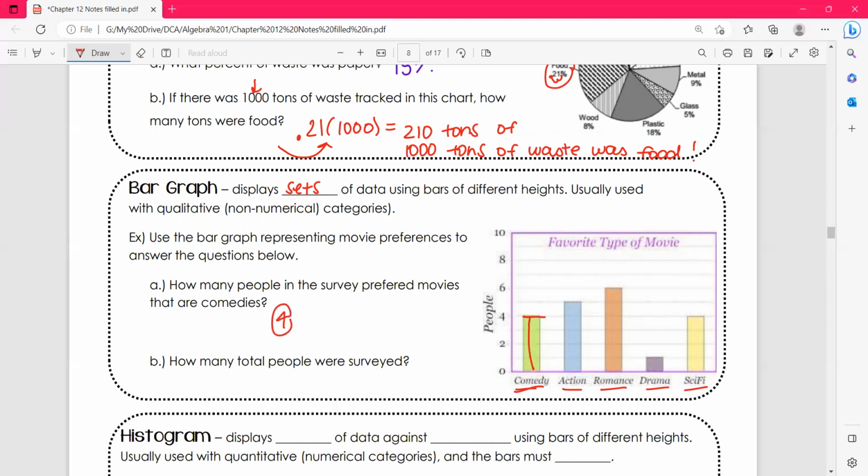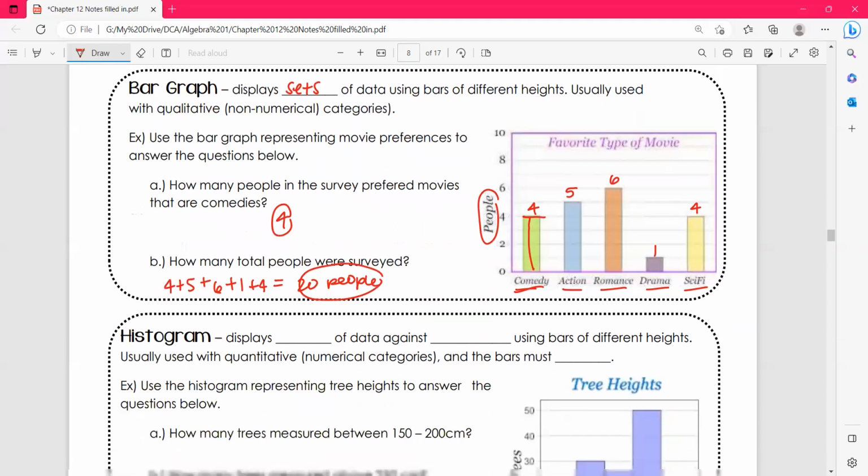How many total people were surveyed? We've got to see how many are in each bar. So I've got 4, 5, 6, 1, 4, using the bars on the left here. And then we're going to add that up: 4 plus 5 plus 6 plus 1 plus 4. That gives me 20 people total.